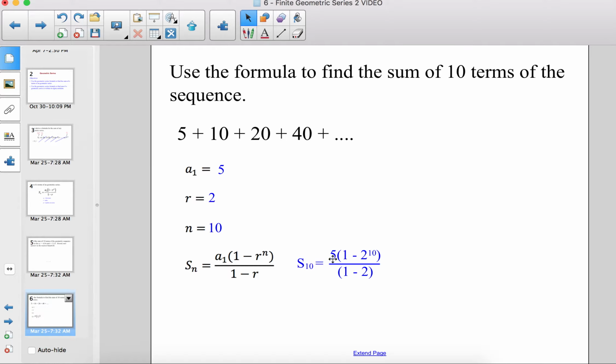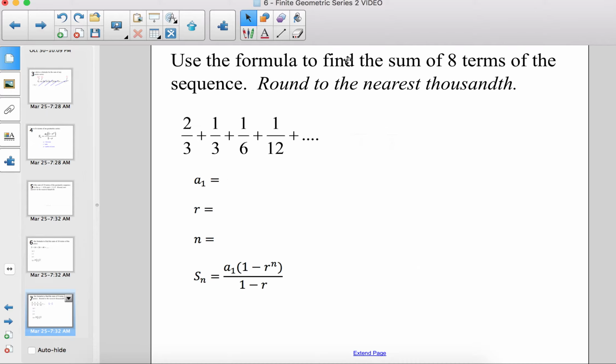You just type it in your calculator where I put parentheses here. You don't need anything extra, and you get 5,115. All right, remember to pause the video as needed. Next one. Same exact example. Use the formula to find the sum of 8 terms of this sequence.